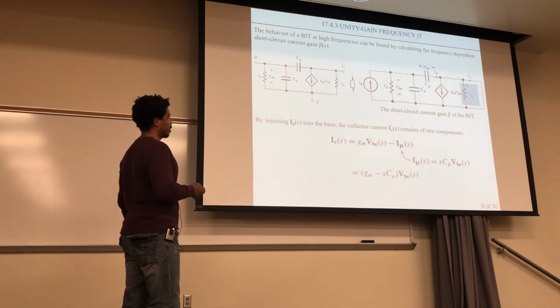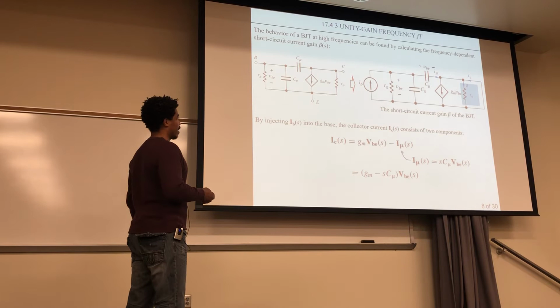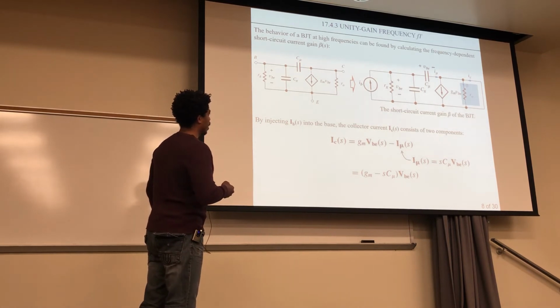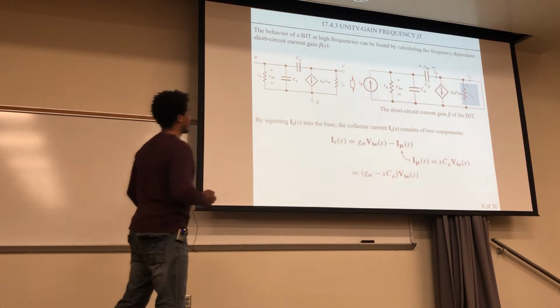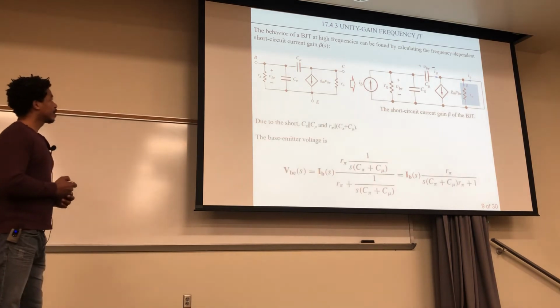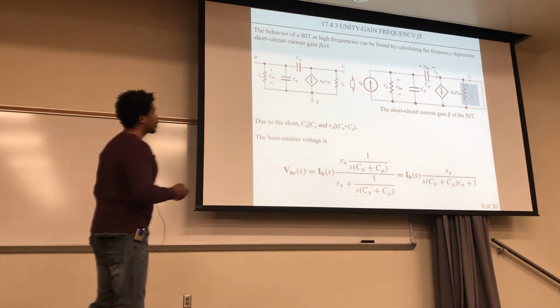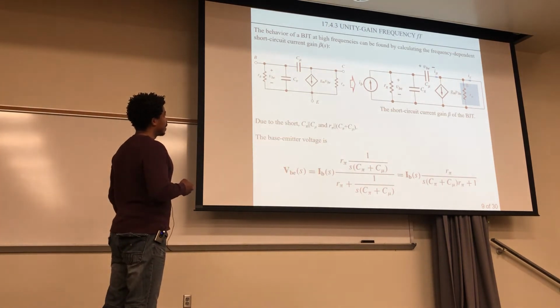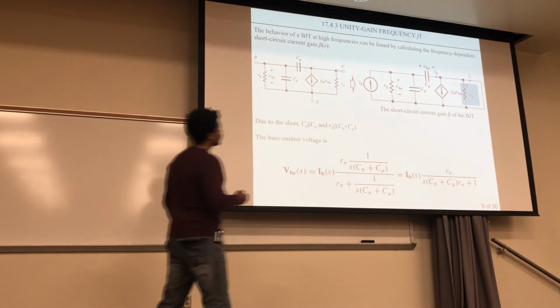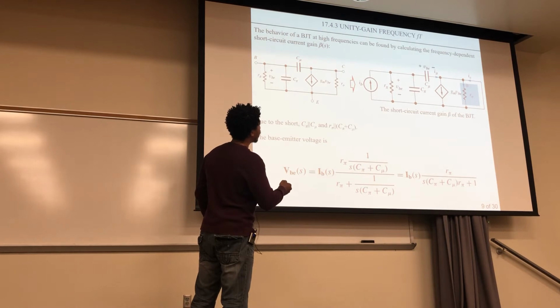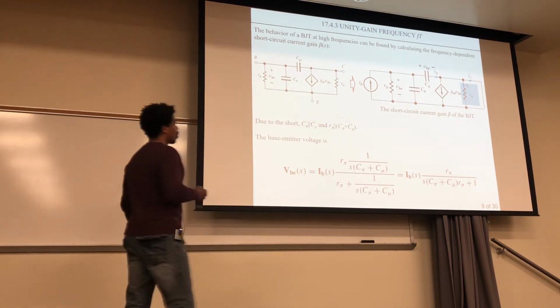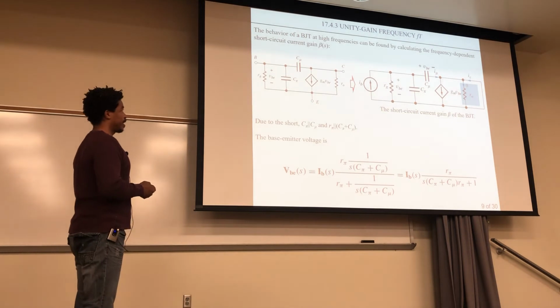Okay, and now due to that short, these two capacitors are in parallel, the C pi and C mu. You see that? So C pi is actually in parallel with C mu, and the reason why is because it's short, it goes to this common ground right here. And also R pi is in parallel with these two together, C pi and C mu. So this right here is in parallel with this entire branch right here.